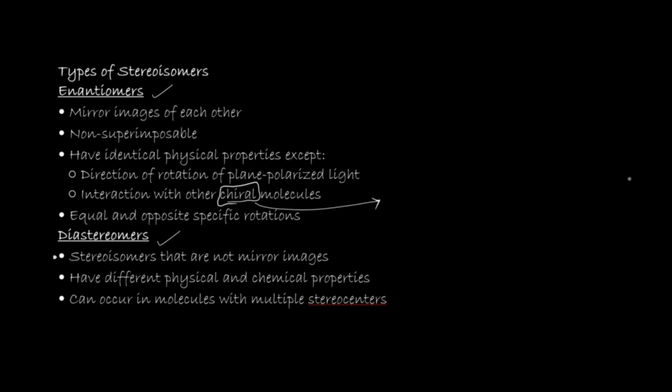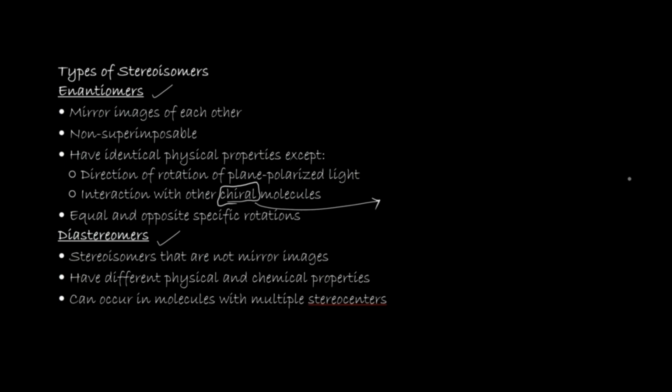Talking about diastereomers. Diastereomers are the stereoisomers which are not mirror images and not superimposable also. They are neither mirror images nor superimposable. They'll have entirely different physical and chemical properties and can occur in molecules with multiple stereocenters. They can have more than one stereocenter.